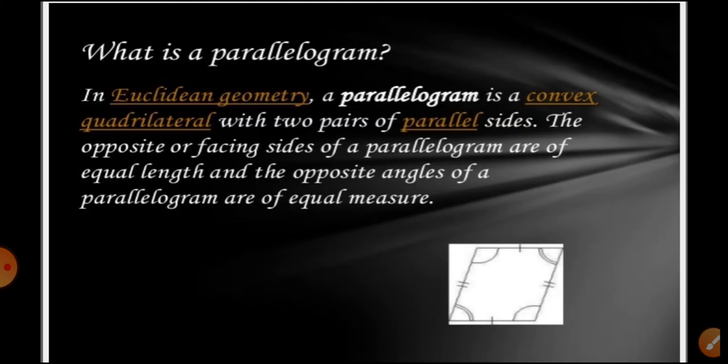What is a parallelogram? In Euclidean geometry, a parallelogram is a convex quadrilateral with 2 pairs of parallel sides. The opposite or facing sides of a parallelogram are of equal length and the opposite angles of a parallelogram are of equal measure. See, here is the picture of a parallelogram.